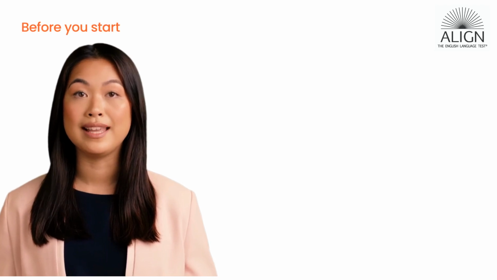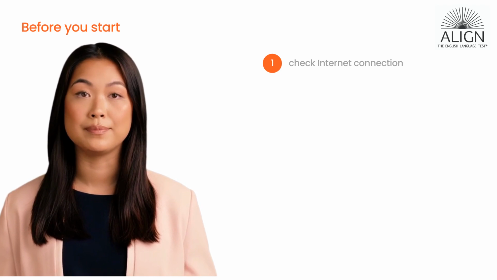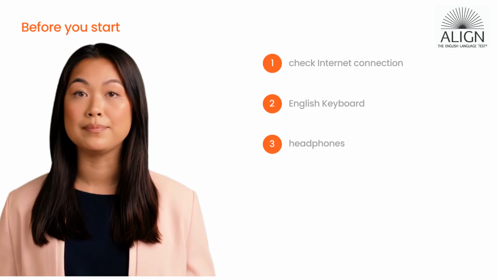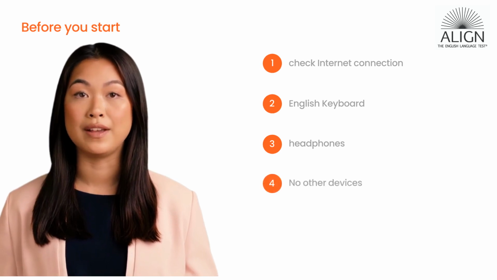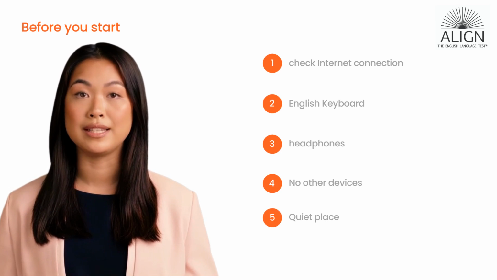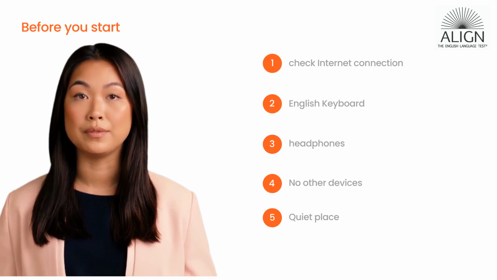Before you start the exam, make sure you have good internet connection on your computer. Second, set your keyboard to English. Have a pair of headphones for the listening section. Turn off your phone or other devices. And finally, be in a quiet room. Do not use your phone to take the test. It is better to use a computer.